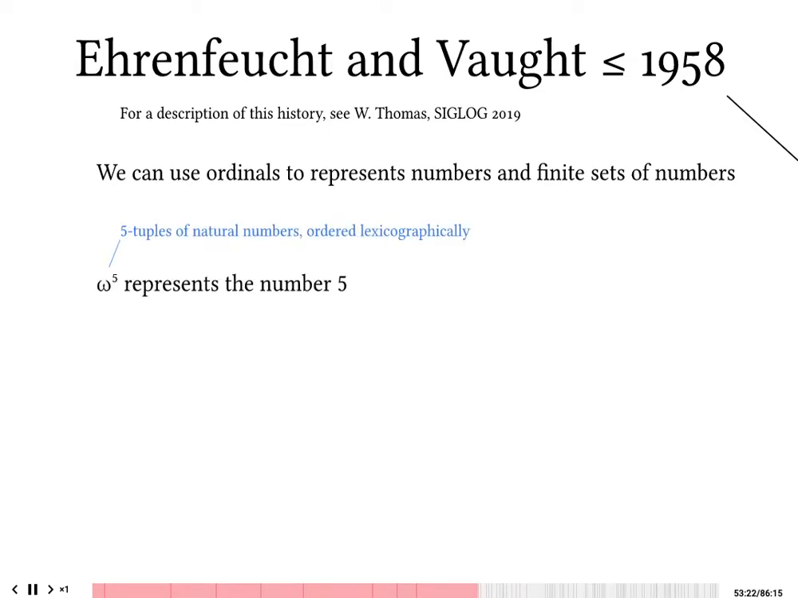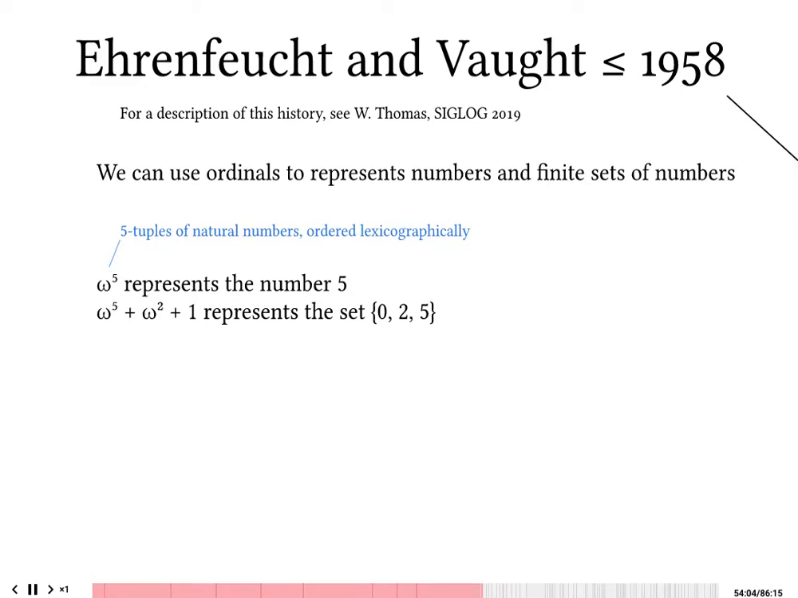So here's an example of an ordinal. You can write omega to the power of 5. This is a well-known countable ordinal. The corresponding well-ordered set is 5-tuples of natural numbers ordered lexicographically. And this number, omega to the power of 5, you can use it to represent the number 5. But you can combine ordinals together using an operation called ordinal addition. And this way you can represent a finite set of numbers. So, for example, omega to the power of 5 plus omega squared plus 1 is an ordinal.